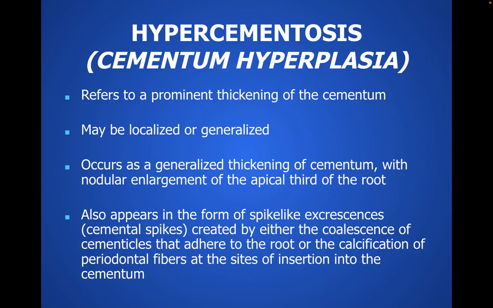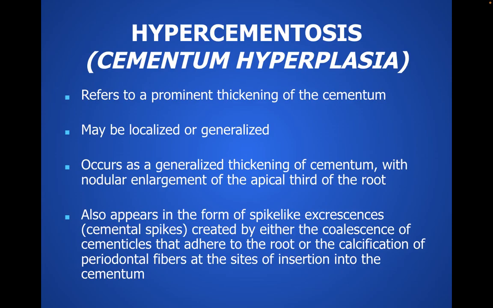Then what are the various diseases that can be found in cementum? So first is hypercementosis, or cementum hyperplasia. It refers to a prominent thickening of the cementum. It may be localized or generalized, and it occurs as a generalized thickening of cementum with nodular enlargement of the apical third of the root.